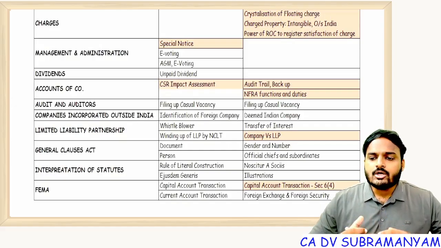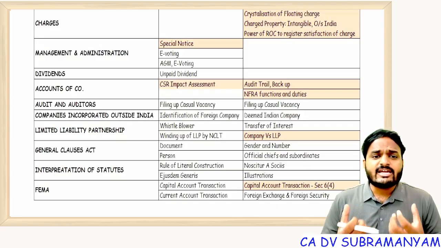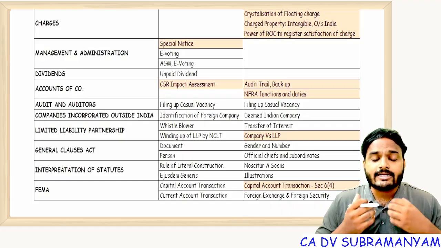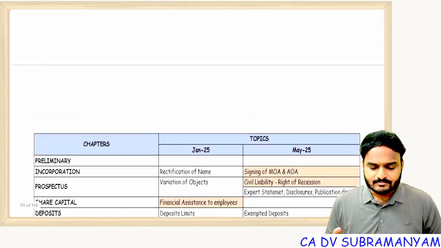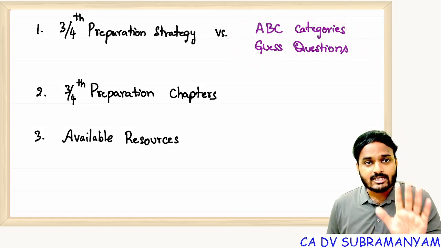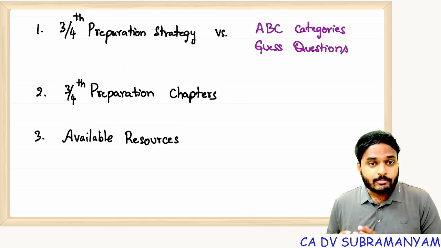Lengthy means you will not have sufficient time to write the complete paper. Suppose 3 hours is not sufficient, maybe 4 hours is required to answer that paper. Tricky paper means many adjustments, or questions coming from exceptional scenarios, or questions asked from exceptions only. Are you all getting my point, students? That's why guess questions and ABC categories are somewhat risky strategies. Instead, focus on the chapters covered under the 3/4 preparation strategy.